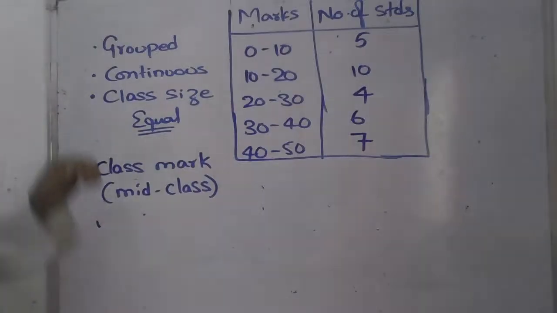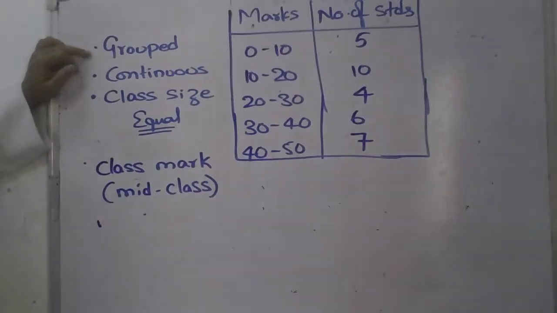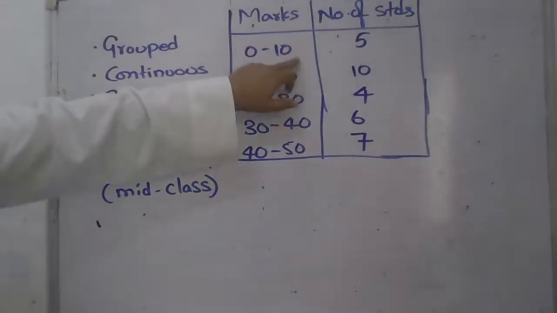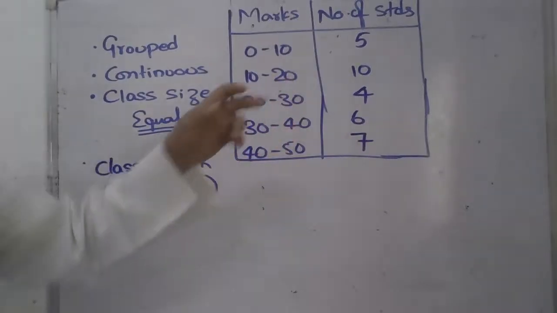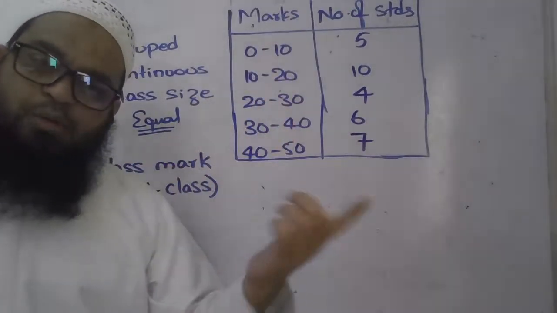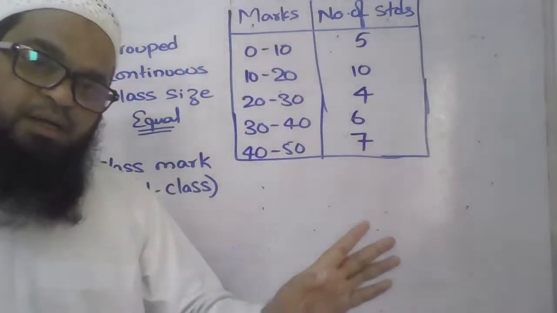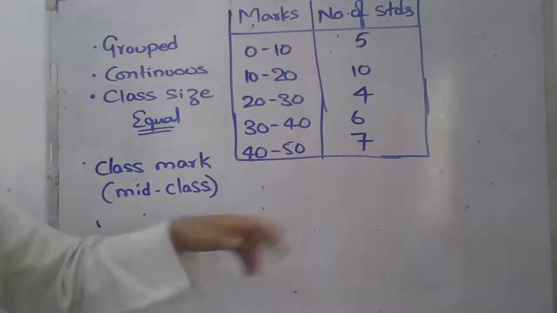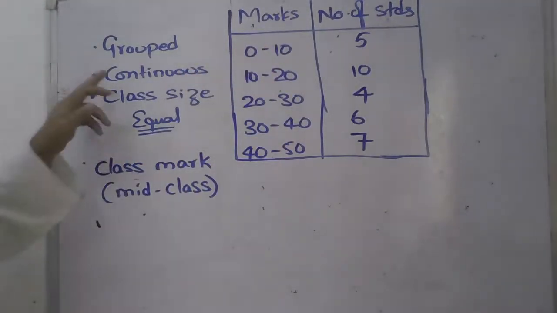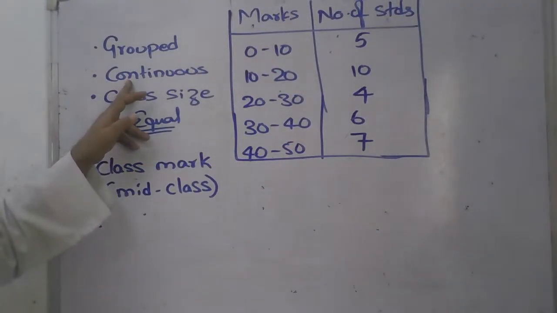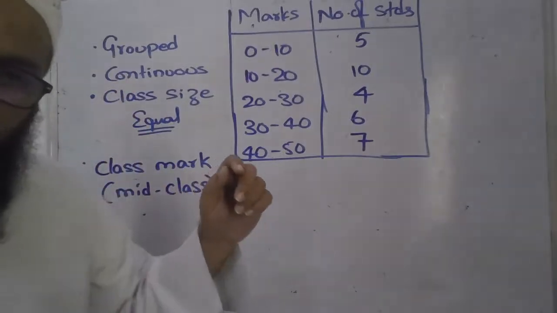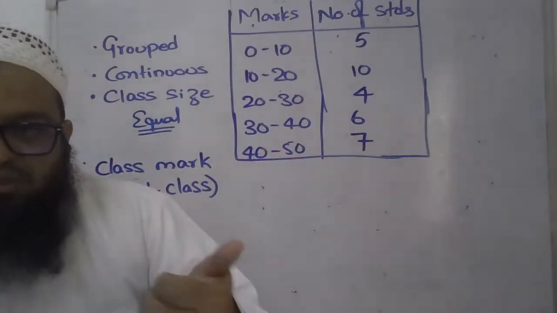Understood the data? Now, check whether it is grouped or not. Is it grouped? Yes, sir, it is grouped. 0 to 10, 10 to 20. When you have a lower limit and upper limit, it is grouped. Good. And whether it is continuous or not. How to check continuous? Please, I need answers.